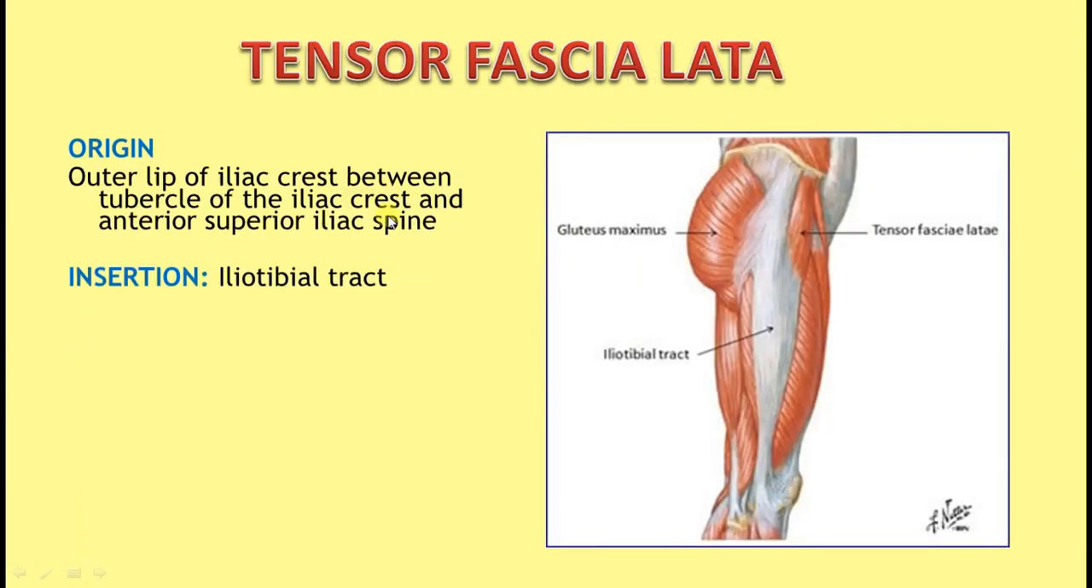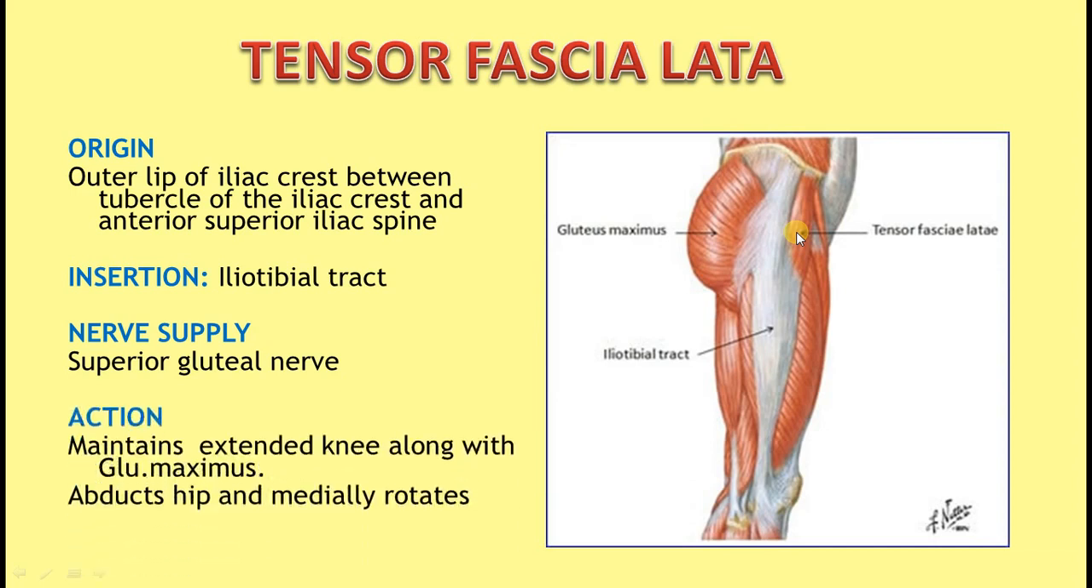Then tensor fascia lata, from the outer lip of the iliac crest between the tubercle of the iliac crest and the anterior superior iliac spine, inserting into the iliotibial tract. It is supplied by the superior gluteal nerve, which supplies gluteus medius, gluteus minimus and the tensor fascia lata muscle. So it maintains the extension of the flexed knee and abduction of the hip, and anteriorly it is also present. So it is a medial rotator of the hip.